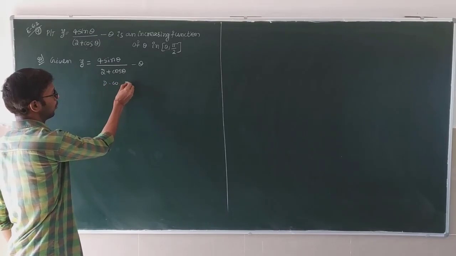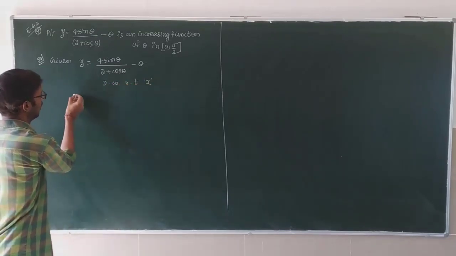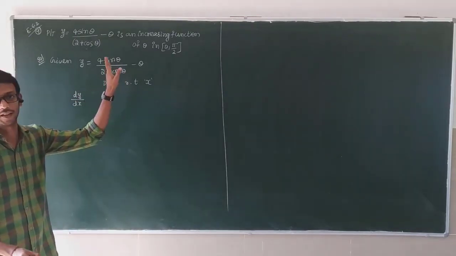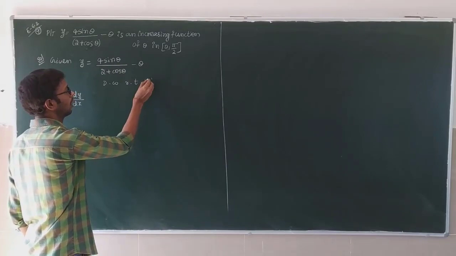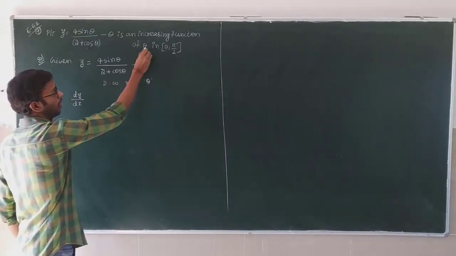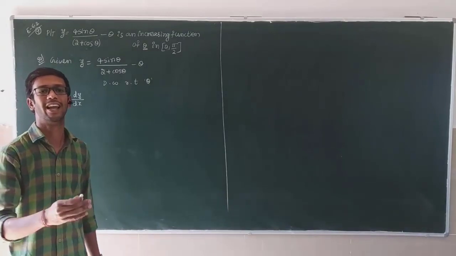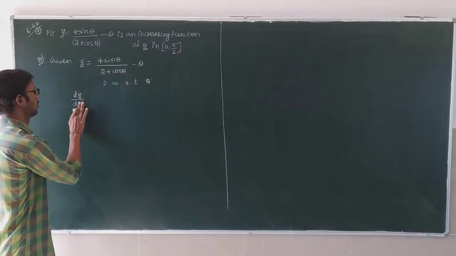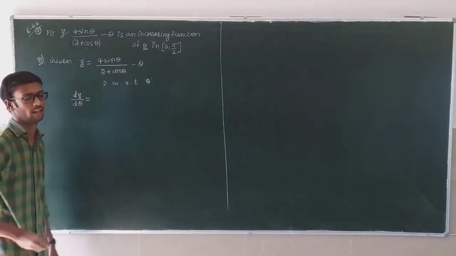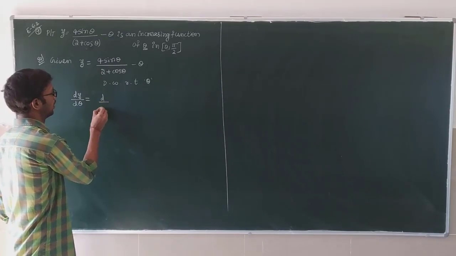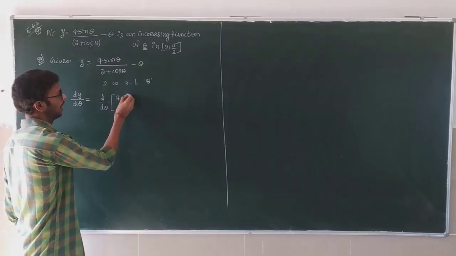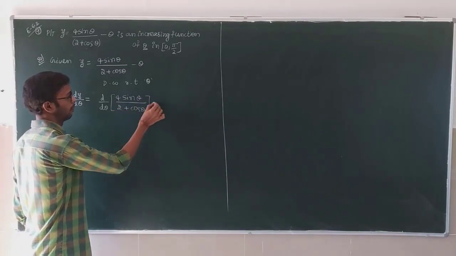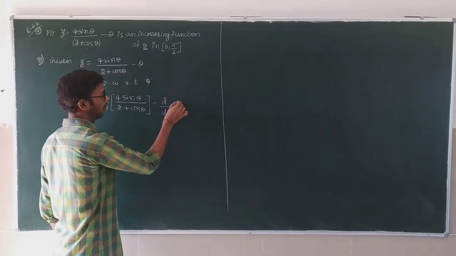Differentiate with respect to x, dy by dx. Sorry, here there are theta terms, total theta terms, so you have to differentiate with respect to theta. In the previous problems x was in that interval, x in R like that. Here theta is there, so with respect to theta. dy by d theta is equal to d by d theta of 4 sin theta divided by 2 plus cos theta, minus d by d theta of theta.